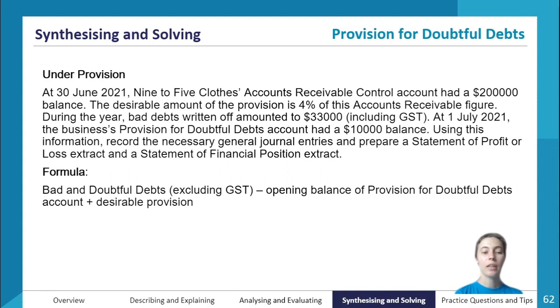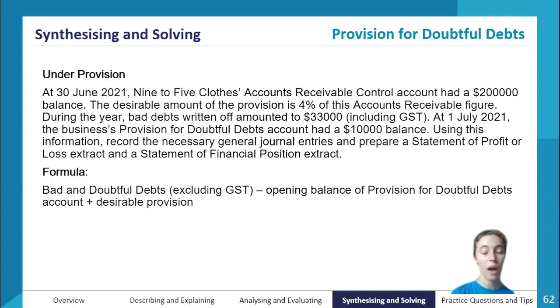So let's have a look at an example of an under provision. We've got this business and it's got an accounts receivable control account that had $200,000. The desirable amount of the provision is 4% of this accounts receivable figure. During the year, bad debts written off amounted to $33,000, including GST. And the business had a provision for doubtful debts figure of $10,000. So using this information, we want to generate our different accounting entries.